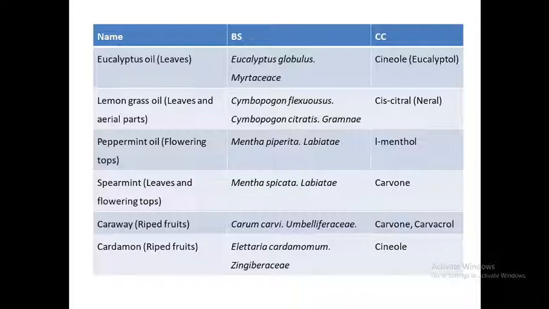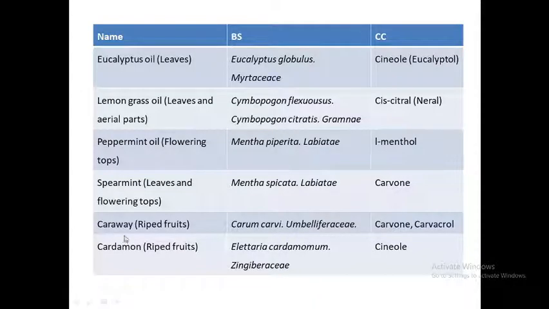Then second is lemongrass oil. It is obtained from leaves and aerial parts of Cymbopogon flexuosus and Cymbopogon citratus belonging to family Gramineae. It consists of cis-citral, which is also known as neral. Then peppermint oil. This is obtained from flowering tops of Mentha piperita belonging to family Labiatae. It consists of L-menthol. Then spearmint. This is again obtained from leaves and flowering tops of Mentha spicata belonging to family Labiatae, which consists of carvone.